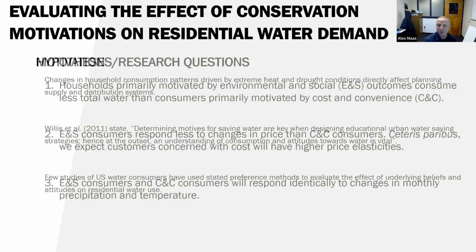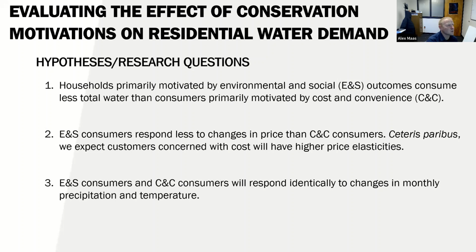We came up with 3 hypotheses. Households primarily motivated by environmental and social outcomes consume less total water, monthly or annually, it doesn't really matter. And then consumers motivated by cost and convenience. And ex ante, there's no reason to think that one of those is going to consume more or less water, right? It could be that people motivated by cost are actually consuming less. It's just because we're setting this up as a hypothesis. We're just picking one of those and saying our hypothesis is that environmental and social folks are going to consume less than cost and convenience folks.